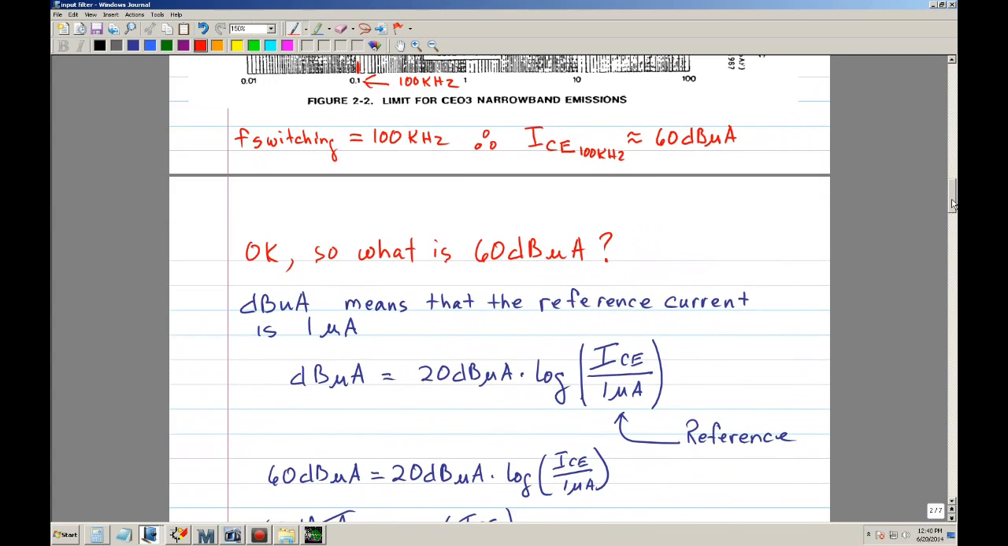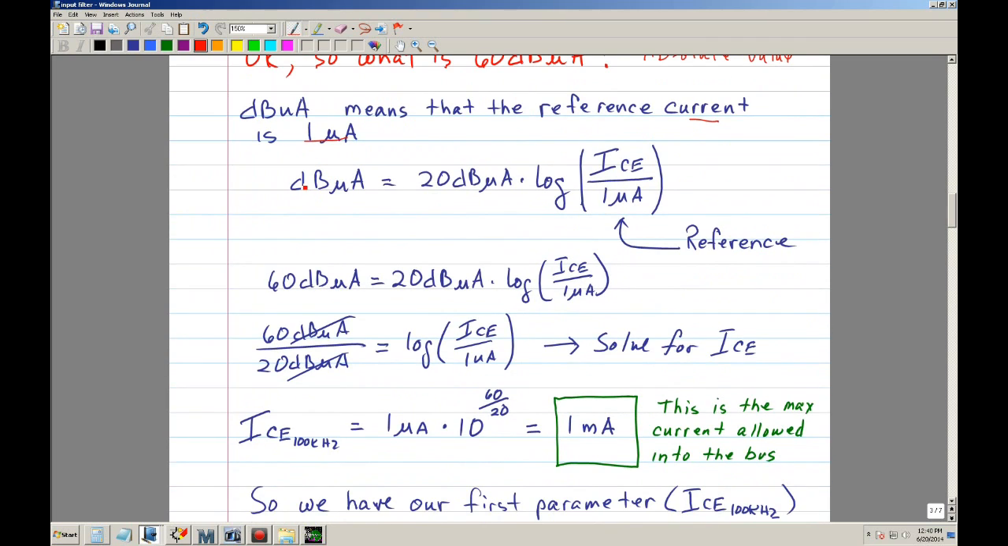So the question would be, what is 60 dB microamps? What's the absolute value? Let's calculate that. When you use dB microamps, it means that the reference current is 1 microamp. So dB microamps equals 20 times log of the current that you'd be testing, in this case the current of the conducted emissions, over the reference 1 microamp.